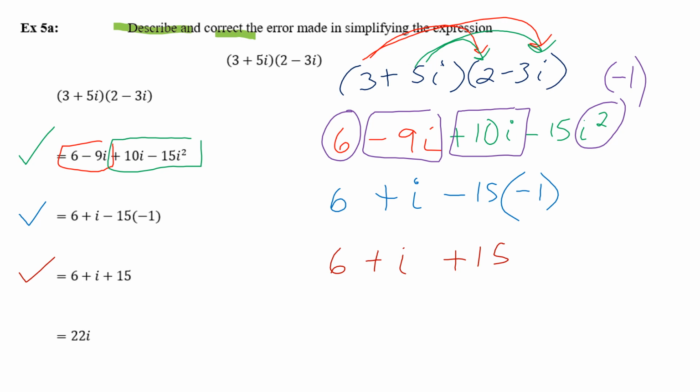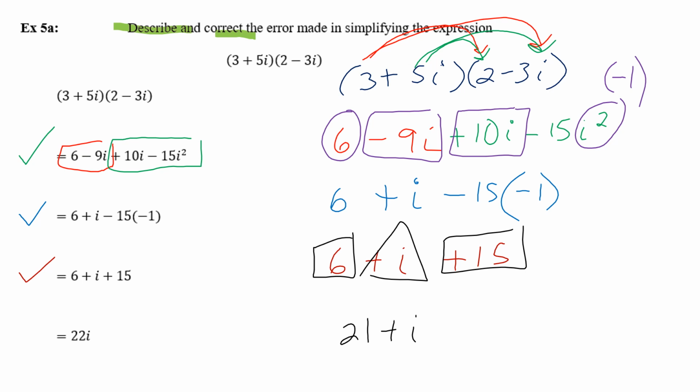And then the last thing is going to be combining like terms. The constant 6 can go with 15. i will have to go by itself. We do the real part first. 6 plus 15 will give us 21, and then just bring down the i. So this last step is where the mistake happened.